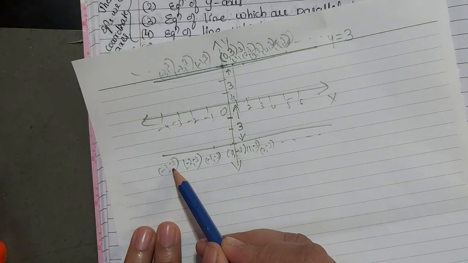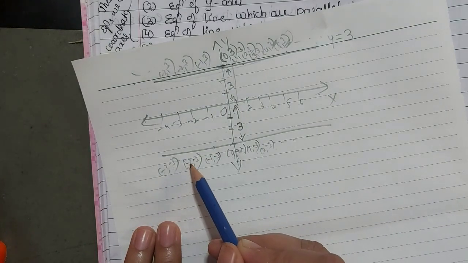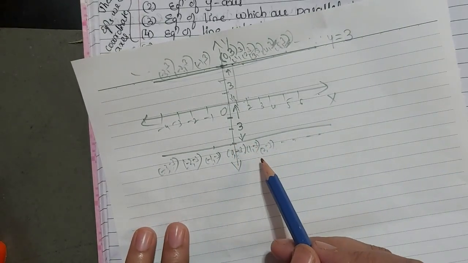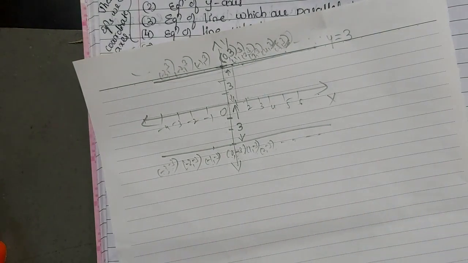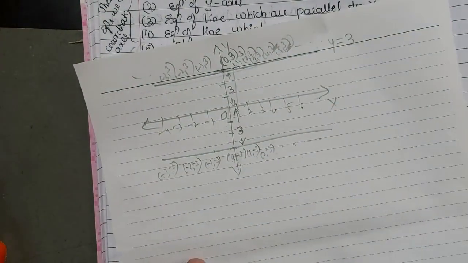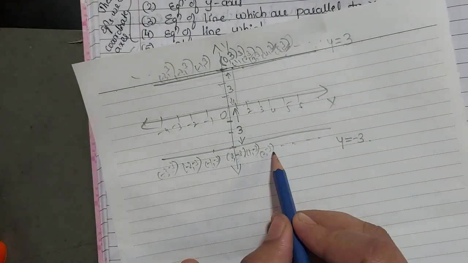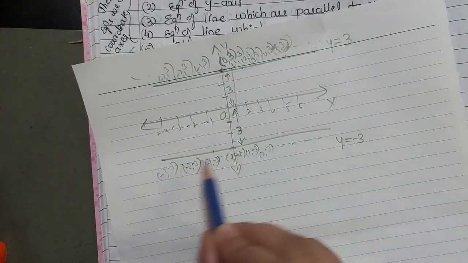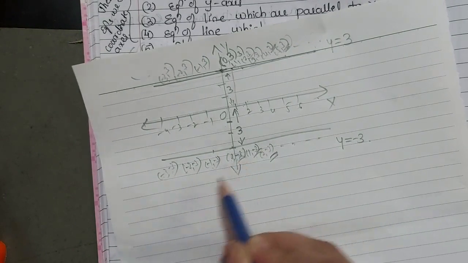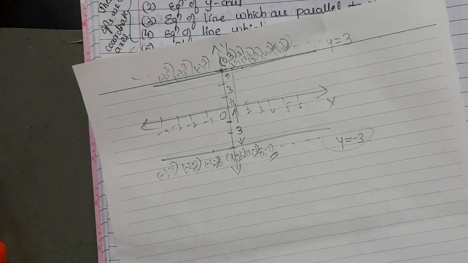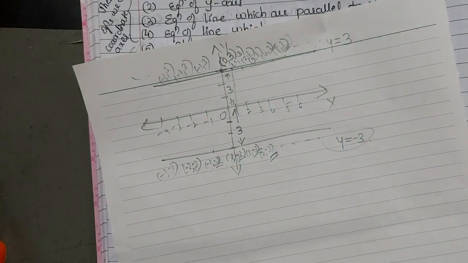y coordinate is the same. ಹೌದಾ? So y coordinate of each point on this line is the same, which is equal to -3. That represents the equation of a line which is parallel to x-axis. What is that general concept? y is equal to -3, because y coordinate of every point on this line is -3. Therefore, that represents the equation of a line parallel to x-axis. So distance 3 units ಇರ್ತದ್ರಿ.